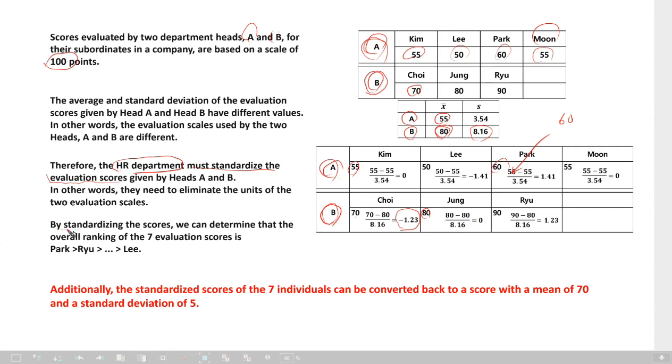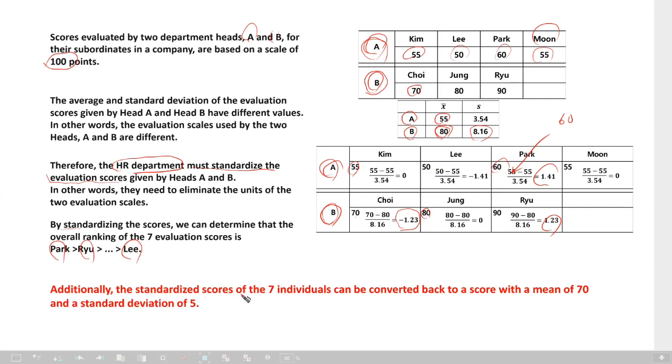Then by standardizing the scores, they can determine the overall ranking of the 7 evaluation scores. So which one is biggest? This one, Park. Okay. Next is Liu, 1.23. Lee has minus 1.41. Okay, they can order the 7 persons.